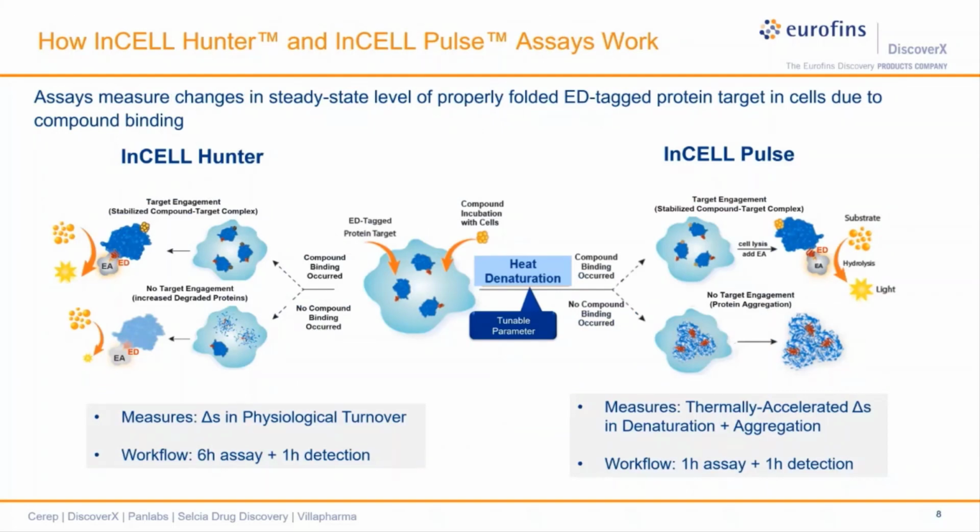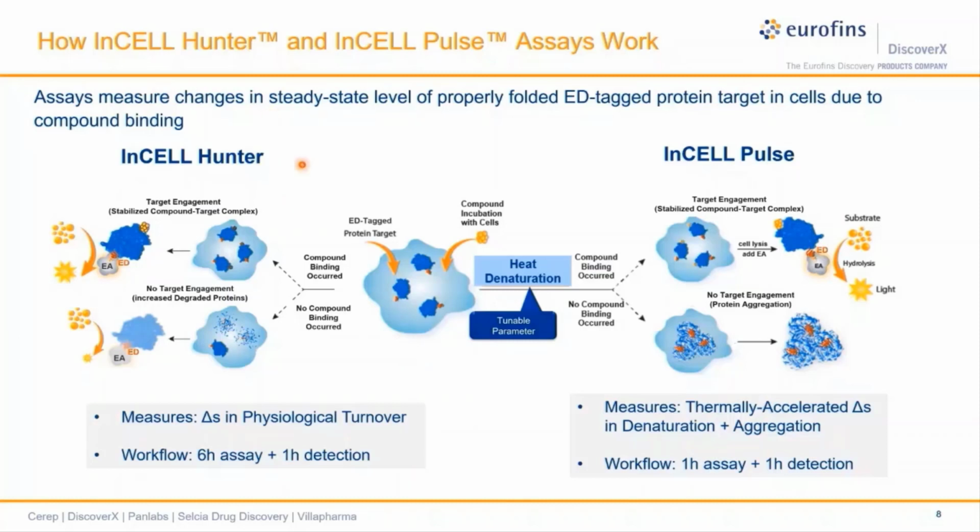DiscoverX offers 2 InCELL cellular target engagement assays, InCELL Hunter and InCELL Pulse. Both assays start with the same cell line expressing an EPL-tagged user-defined target protein. Both assays use the same detection reagent, which contains enzyme acceptor, EA, and luminescent substrate. While not shown in this illustration, both assays also provide graphical data in the same format.